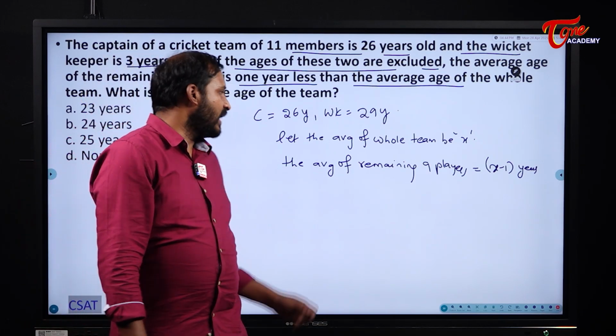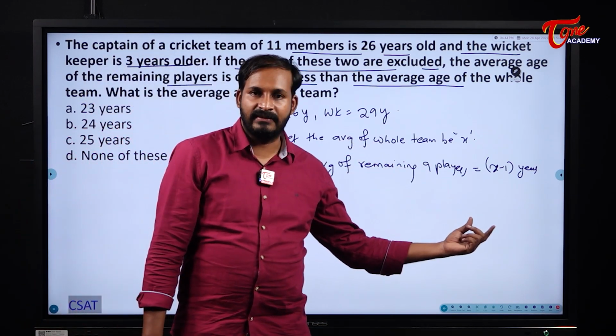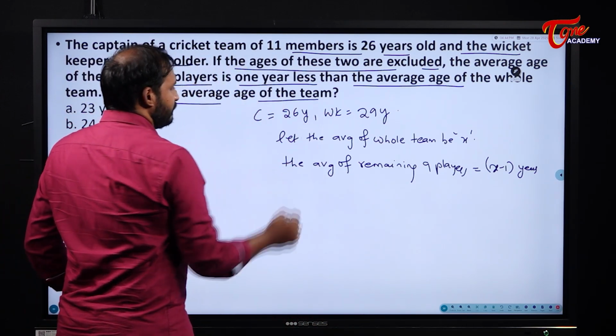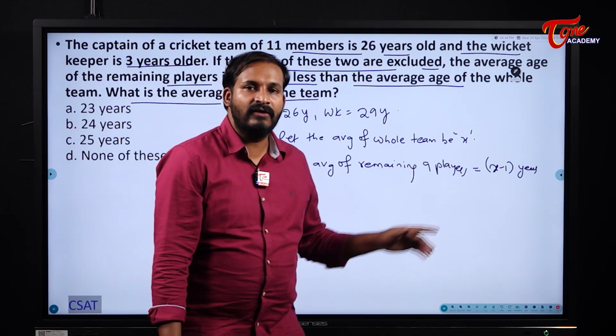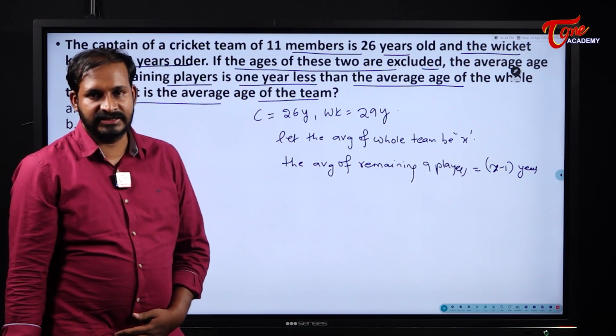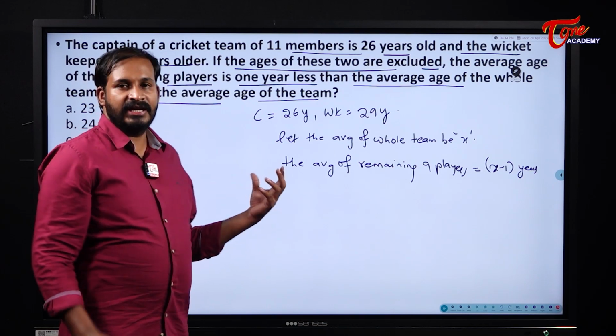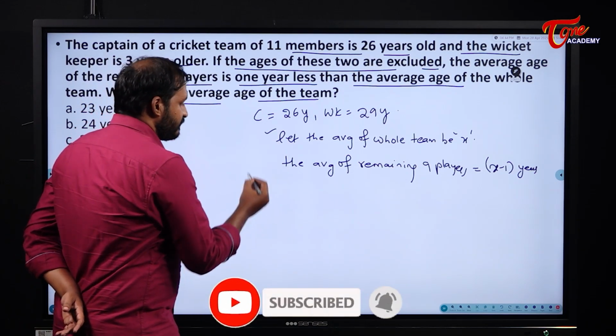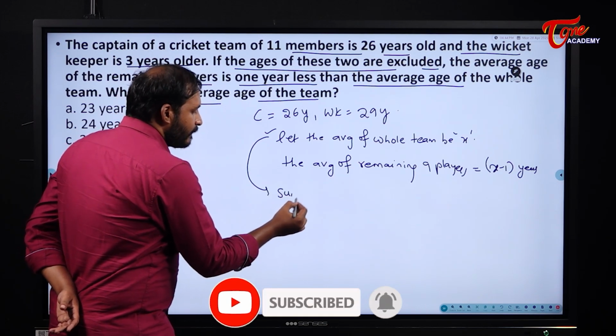Now the average of the whole team we know, the average of 9 players we know. Now they are asking us what is the average age of the team. That means they are asking us to find the value of X here. Now the sum of their ages will be equal in both the cases. So from the first average case, what will be the sum? How will you find the sum?